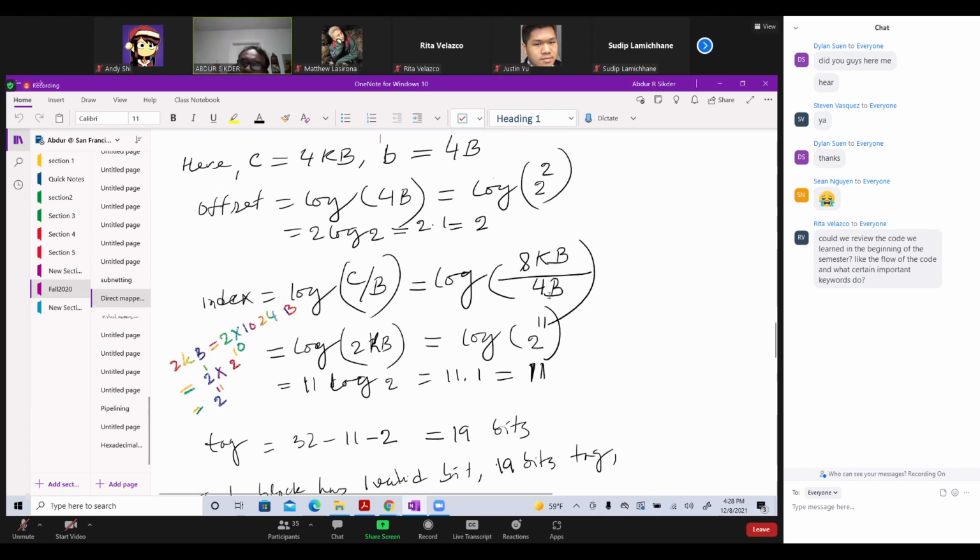So how do you do this division? You have to convert the kilobytes to bytes. The bottom is in bytes, so you make it bytes, then you divide. That's 2 to the power 10 times 2 to the power 3 over 2 to the power 2. So you get 2 KB, and 2 KB is 2 times 2 to the power 10, so that's 2 to the 11. That's why I said, see here, how you get 2 to the 11, because 1 KB is 2 to the power 10.